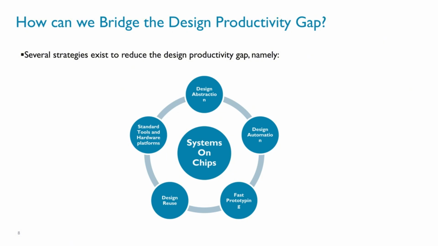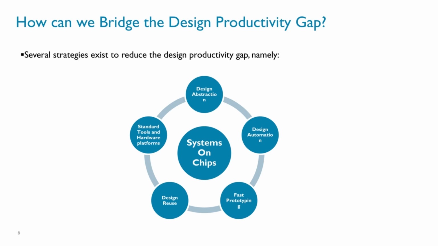Finally, all of this is supported by standard tools and hardware platforms. For design reuse to be effective, these different IP blocks from different vendors need a standard way to communicate. This means using standard bus protocols and interfaces. Likewise, using standard design tools ensures that all the parts of the ecosystem can work together smoothly.